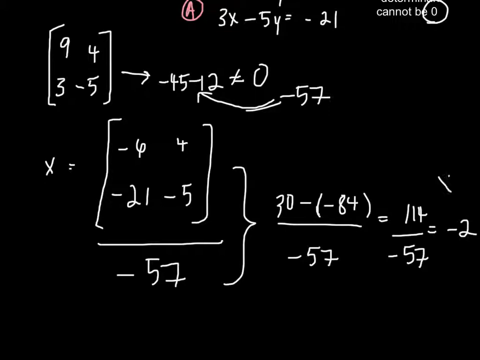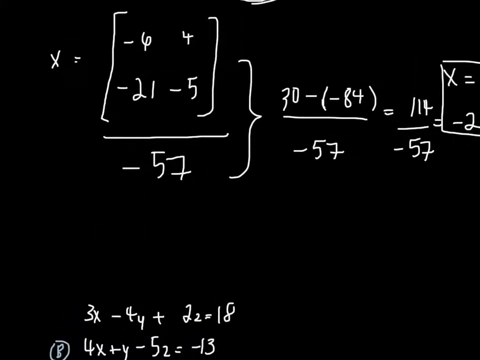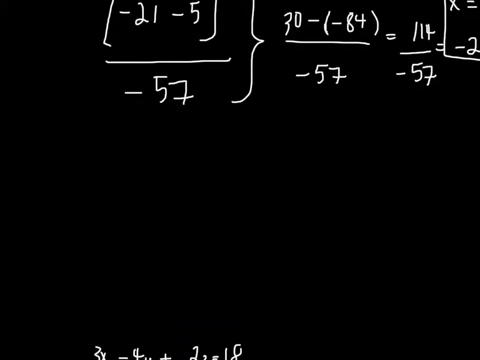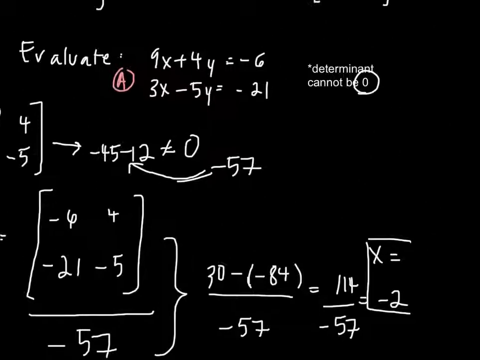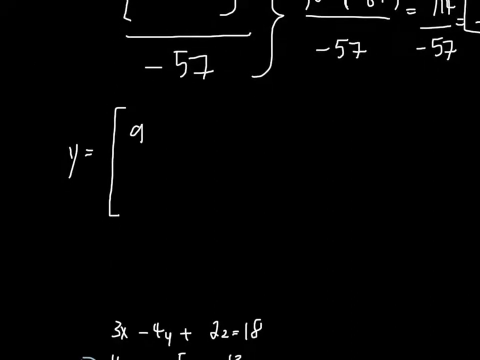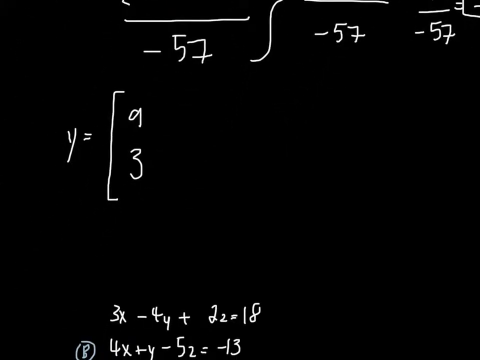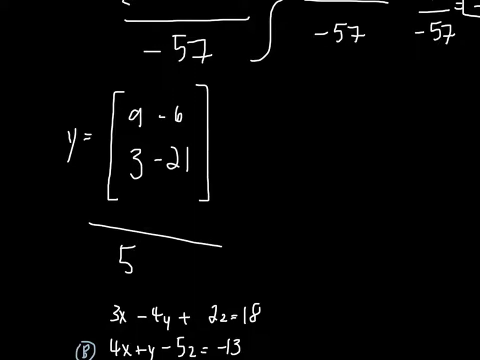We need to solve for our y. So let's find our y, and let's do the next problem down. For our y, we're going to follow the same steps. We're going to create our matrix, and we're going to place the x values first. If you go back up to our original problem, we have 9 and 3. 9, 3. And then we're going to place our answer values. Those were negative 6 and negative 21. So negative 6, negative 21. Once again, we're dividing by negative 57.